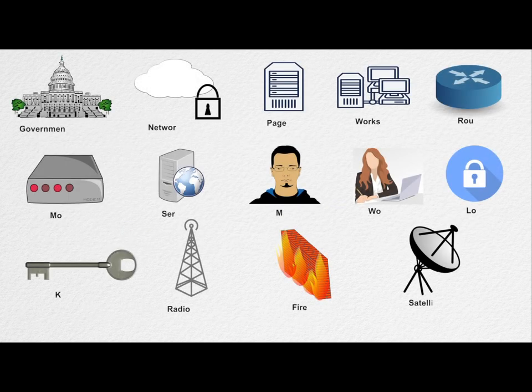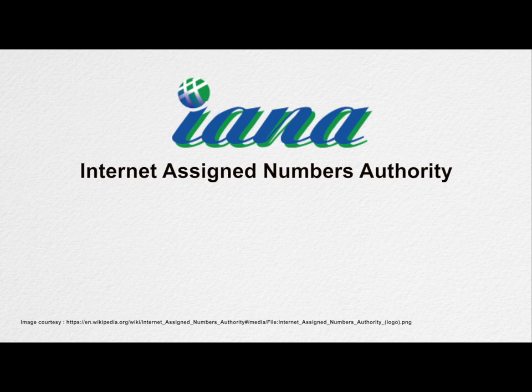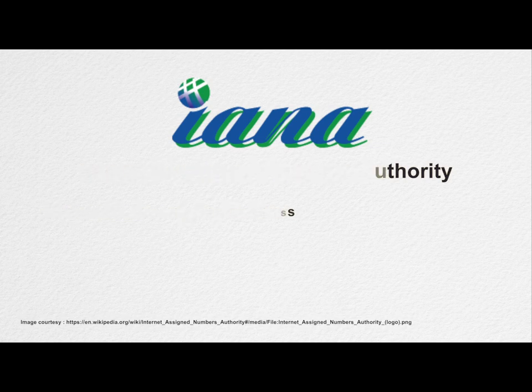We also require some centralized system which takes care of this mechanism so that the signs which are used to identify each device are not duplicate, else the whole purpose is defeated. To take care of this, we have a centralized authority known as Internet Assigned Numbers Authority, which is responsible for assigning a unique number known as IP or Internet Protocol Address.